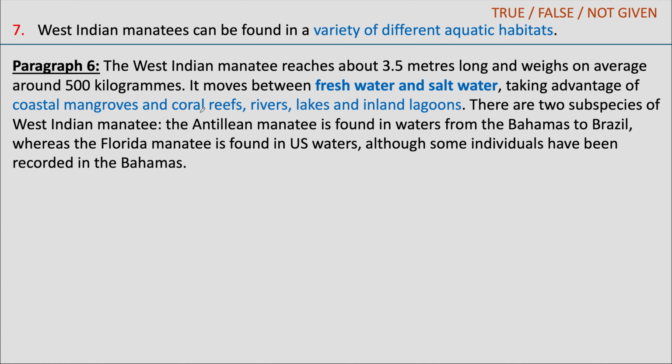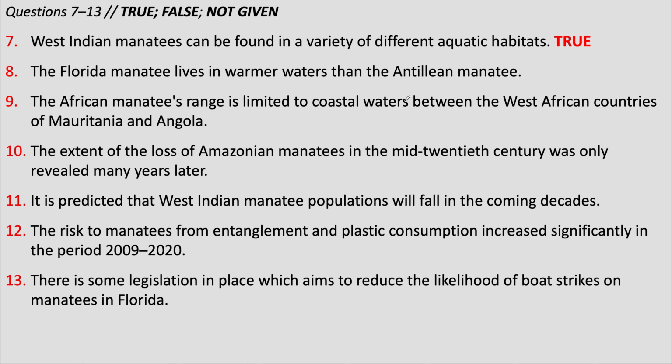In paragraph 6, we read that West Indian manatees move between freshwater and saltwater. The passage then gives examples: mangroves, coral reefs, rivers, lakes, and lagoons. These are clearly different aquatic habitats. So the information in the passage matches the statement. The answer to question 7 is true.